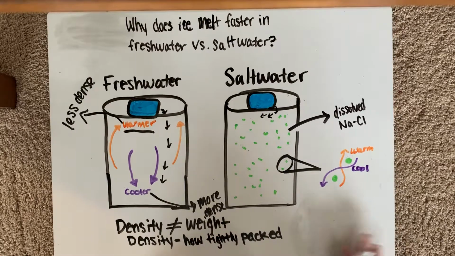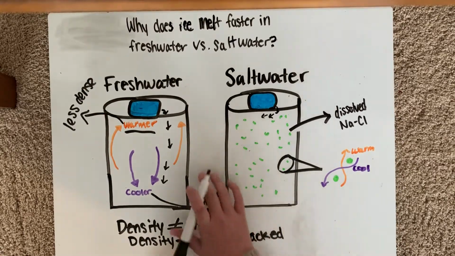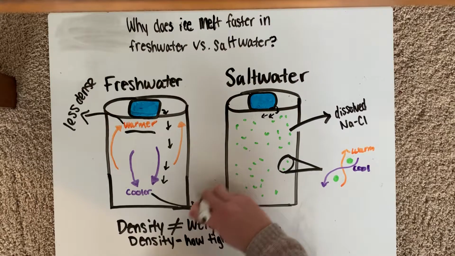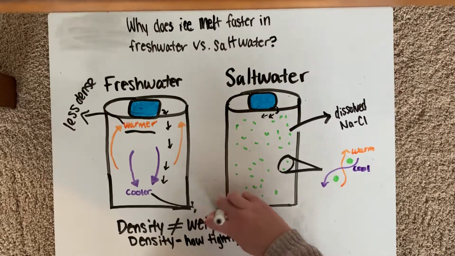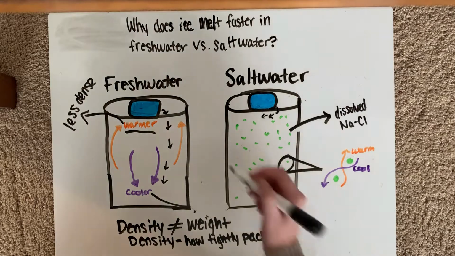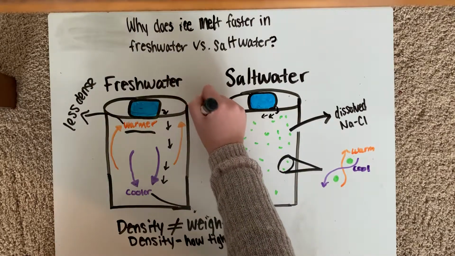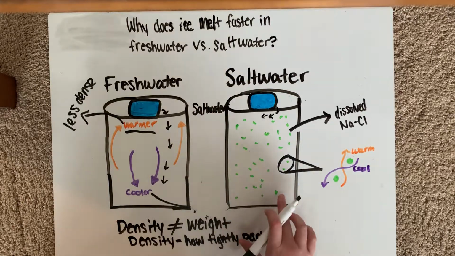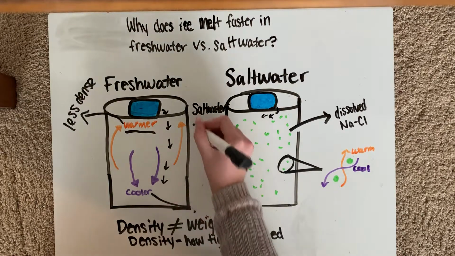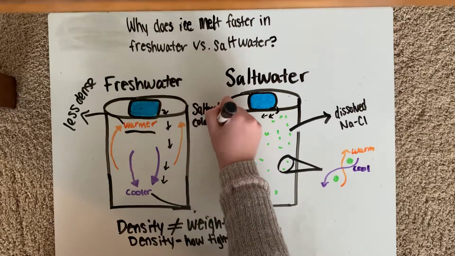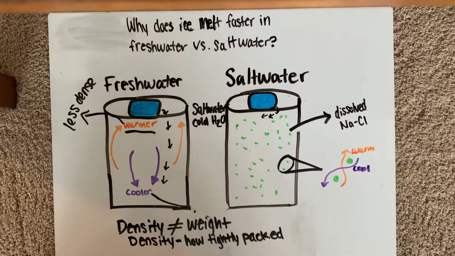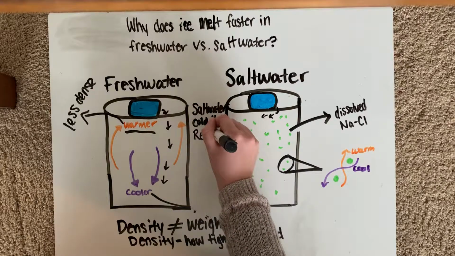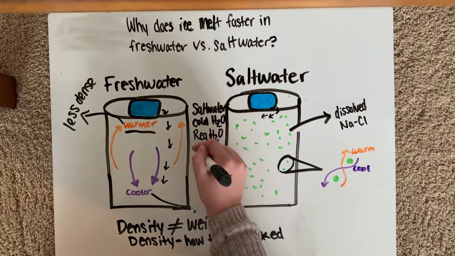So when we're talking about density, and in these two systems, we're starting off with the highest density, which would be salt water. And then we have cold water because it sinks to the bottom. And then we have just room temperature water, regular. And then at the very bottom we have warm water.